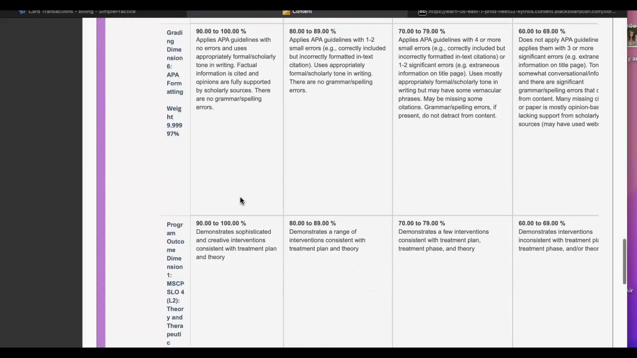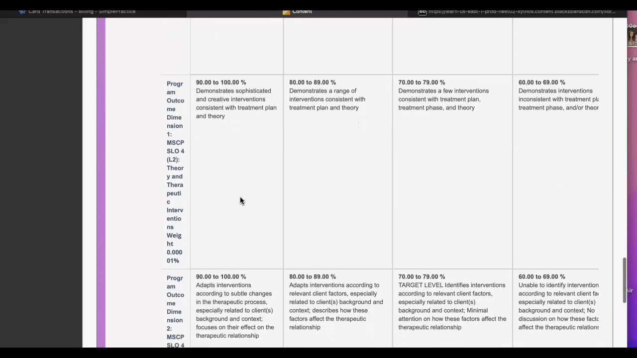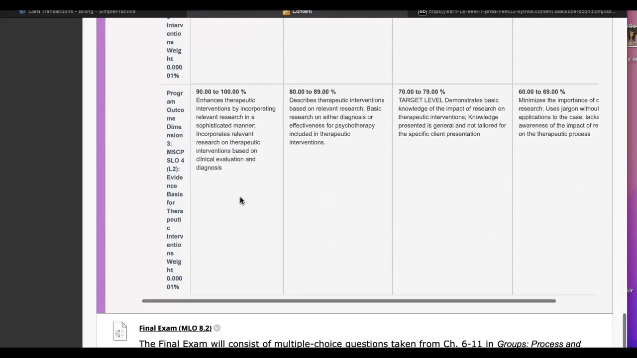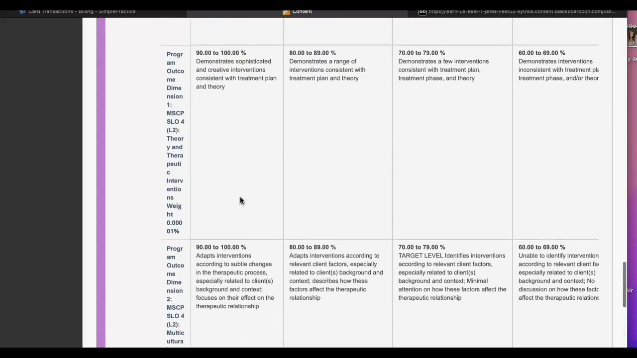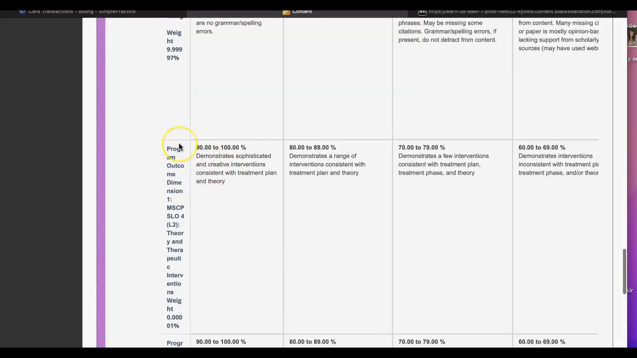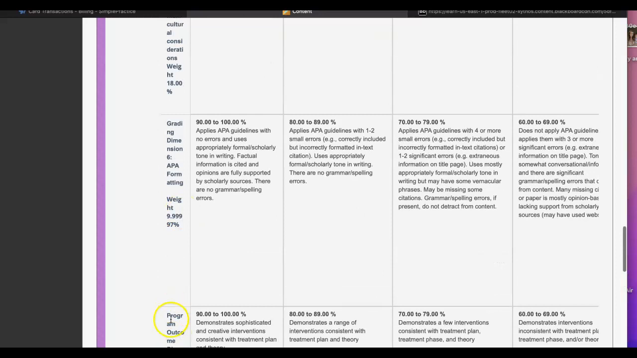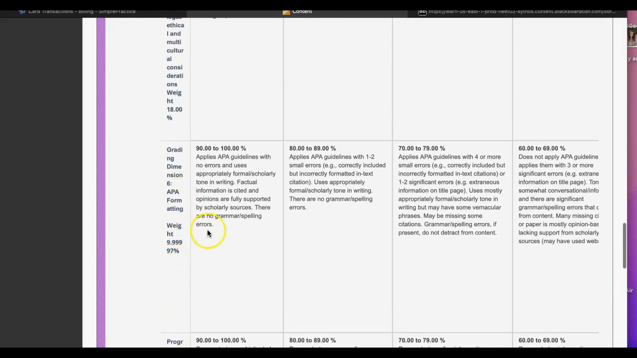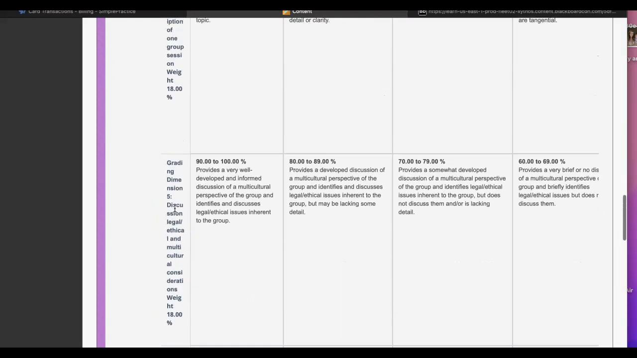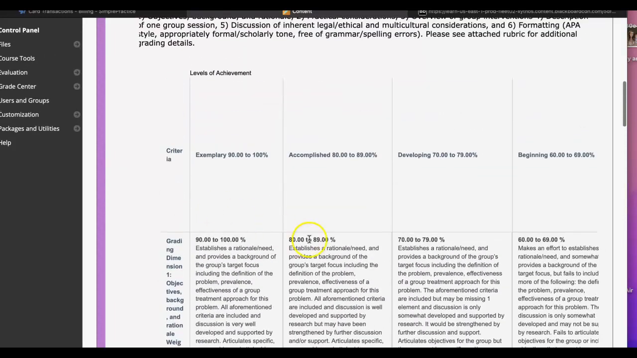APA formatting, and then theory and therapy. Now, this part of it is something that's standard, so don't worry about anything from this part. The program outcome dimension, don't worry about any of this part down. This is something that all ops we worry about with ops. So from APA formatting and above, those are the things to really look at and to consider.